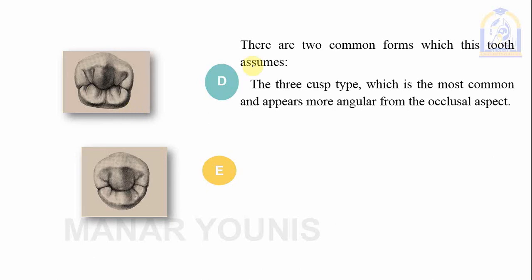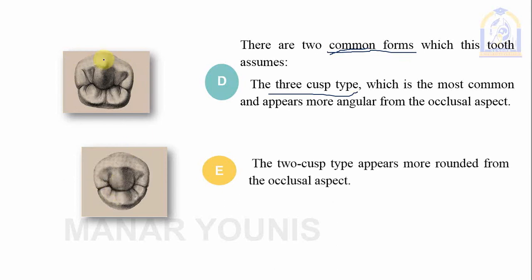Regarding the occlusal aspect, there are two common forms. The first is the 3-cusp type, which is the most common. This is the 3-cusp type. And the second is the 2-cusp type. The 3-cusp type is characterized by having a more angular occlusal outline due to the presence of two lingual cusps, the mesiolingual and the distolingual, while the 2-cusp type appears more rounded from the occlusal aspect.